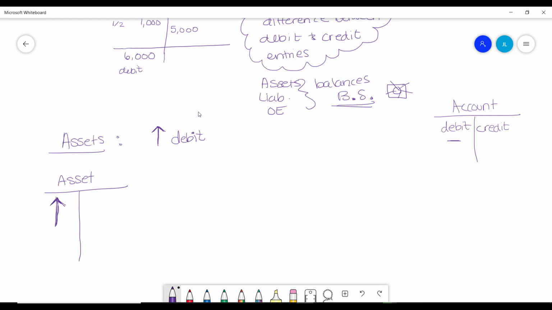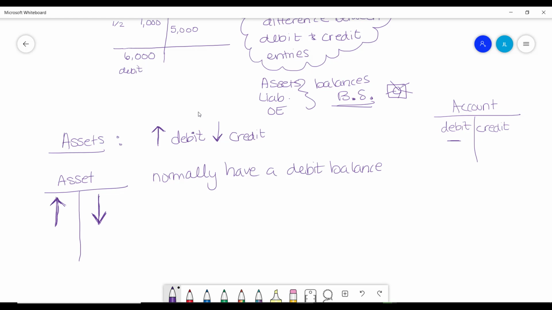Okay. Well, then what about a decrease? What if I want to decrease an asset? Then the opposite has to happen. If I increase assets with a debit, then I must decrease assets with a credit. So decreases to assets are done by crediting the account or putting that decrease on the right hand side. An asset should normally have a debit balance. Okay, that's just normal. Normally assets will have debit balances.